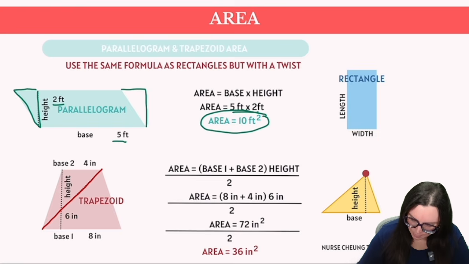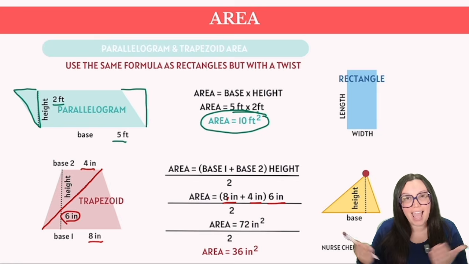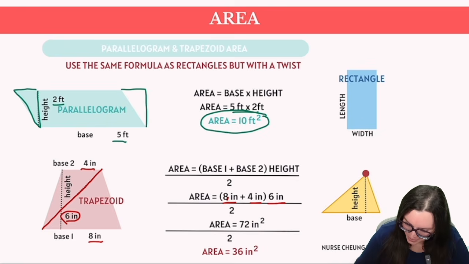So taking a look at our example that we have here, we know that we have a base of 8, a base of 4, and our height overall is 6. So we're just going to add our two bases together, multiply it by its height, and divide it by 2. So 8 plus 4 multiplied by 6 gives us 72.